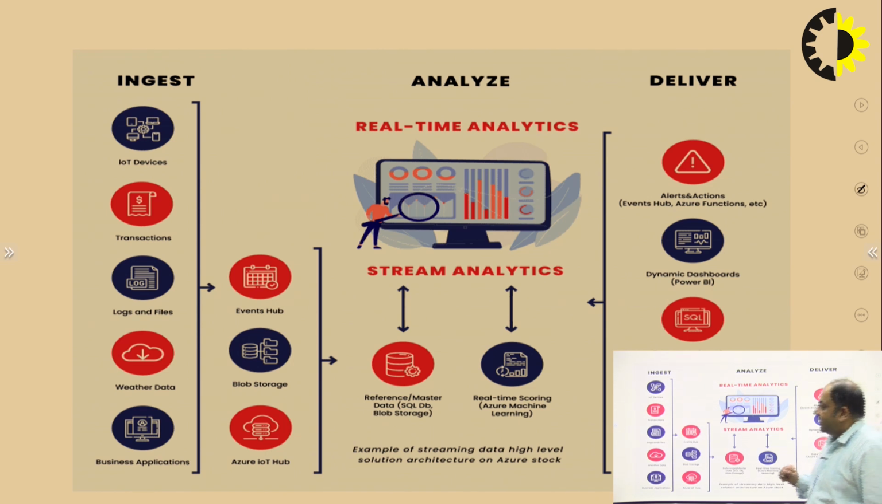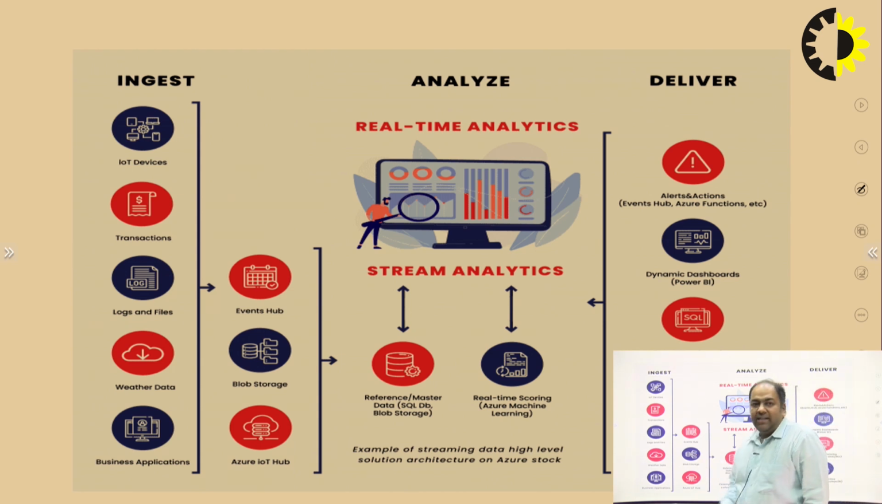This is what is our three-step process. First is ingest. Ingest means from where you are taking an input, like IoT devices, where we are recording the temperature through some sensors. Transactions, where we do any monetary transaction through ATM, through UPI system or anything. Log files are those like when we are viewing any video, the likes or the number of views are logs and log files. Weather data, that I have already told.